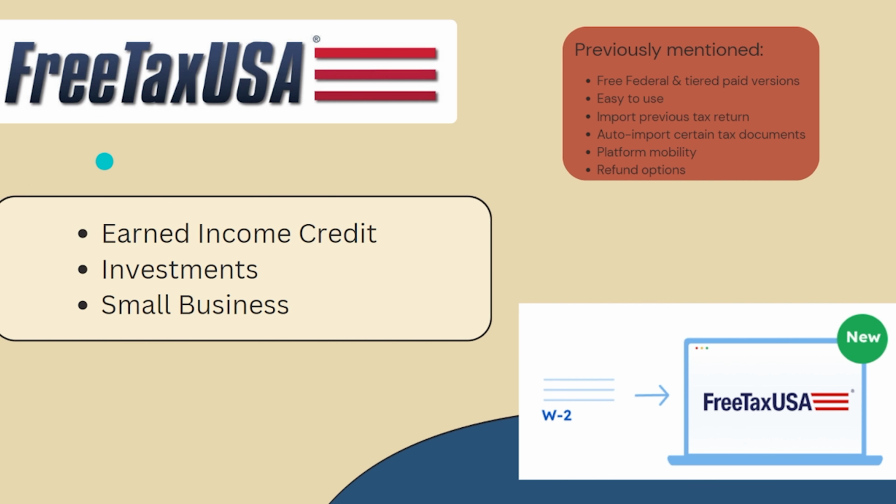Now, next up here is going to be with Free Tax USA. You can actually do the earned income credit if you needed to. You can actually do investments as well too. You can actually report income from stocks, bonds, and dividends, as well as for small businesses. You can file with your self-employed filings, as well as your 1099 contractor income for all of those. And then, like we mentioned earlier, they also do have all of those additional features and benefits from the initial mention.